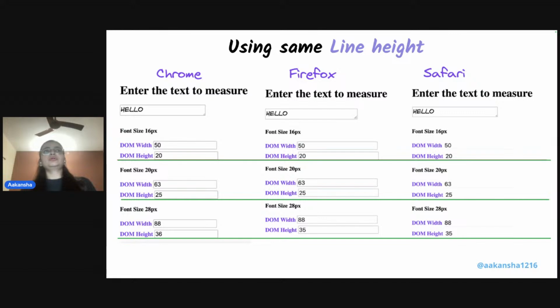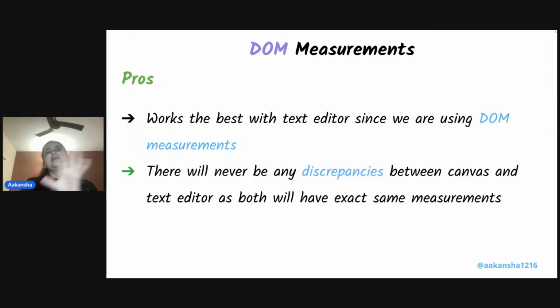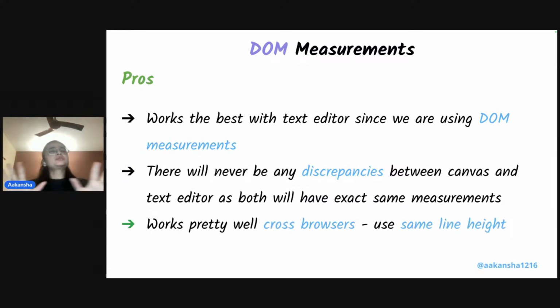So this is something to keep a note of if you're using the DOM measurements. With this, I can see that it works best with the text editor because DOM measurements are best compatible with the text editor. There will never be any discrepancies between Canvas and the text editor because both have the exact same measurement. And it works pretty well cross browsers if you are taking care of the line height. So yeah, these are the pros.